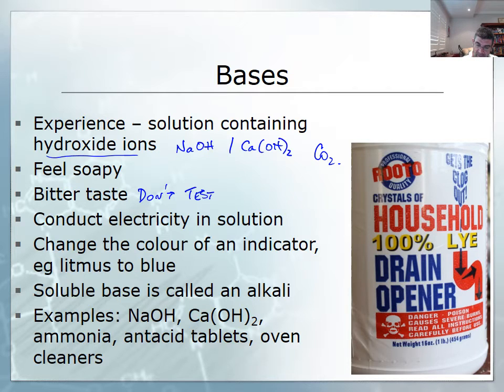They too, because of the ions in solution, in this case OH minus ions, will conduct electricity, and they also change the color of indicators. In the case of litmus, they change it to blue for base, or if it's already blue, obviously it stays blue. Soluble bases are called alkalis, so you might see the term alkaline come up quite a lot, and it simply means that it's a base that will dissolve in water. And some examples I mentioned above: sodium hydroxide, calcium hydroxide, ammonia, antacid tablets designed to counteract the acids in your stomach, and oven cleaners.